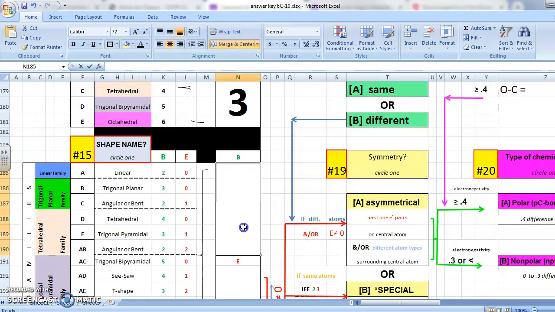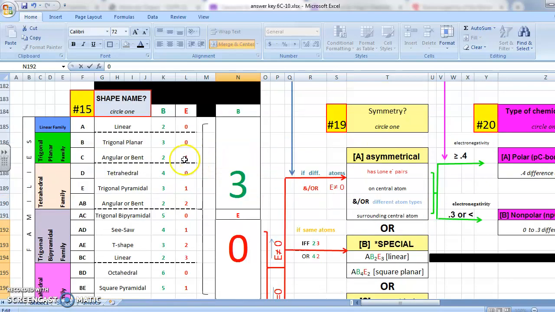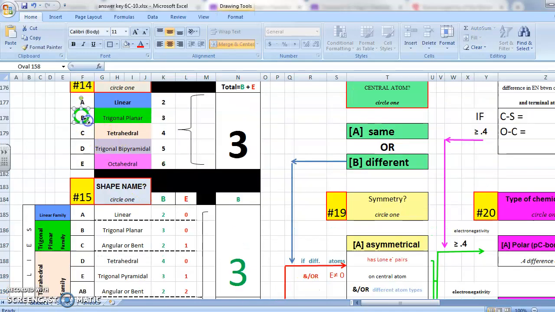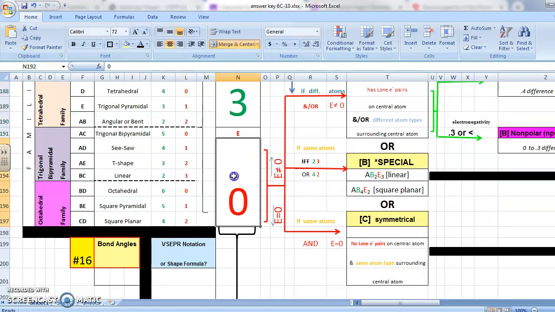As we mentioned, there were 3 atoms and no lone pairs on carbon, our central atom. So we can put a 3 in this box and a 0 in this box. The 3, 0 takes us to which member of the trigonal planar family it is. The 3, 0 is the trigonal planar molecular shape. We can go ahead and circle that answer. And now we can come down and do our shape formula. Our shape formula, AB3, our B is 3, E0.